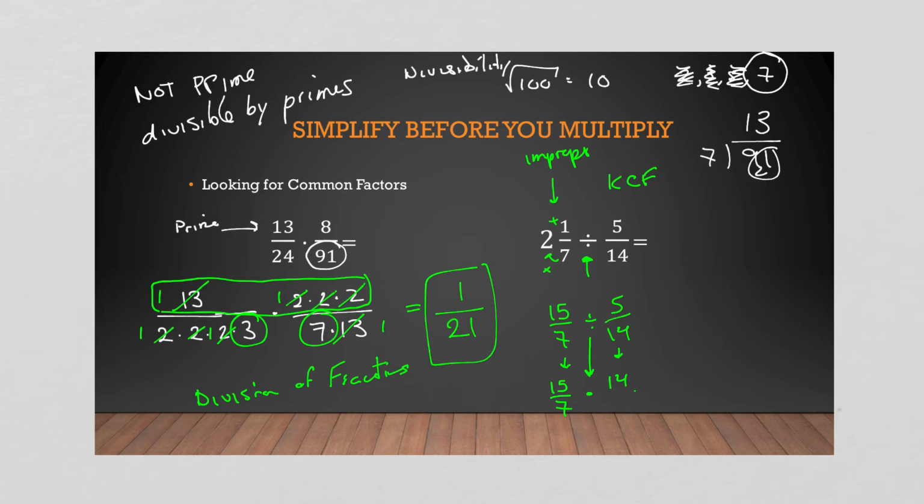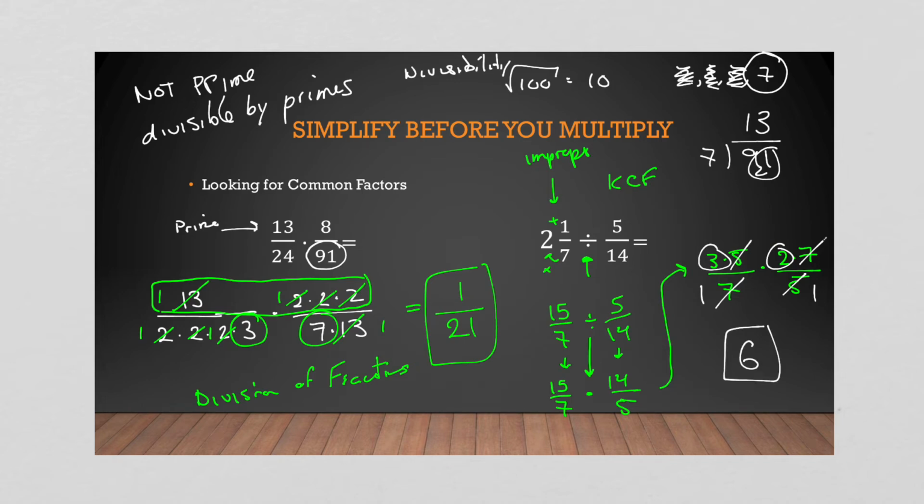That should be 14 over 5, because now we're just back to a multiplication. 15 is 3 times 5, 7 is prime, 14 is 2 times 7, 5 is prime, and I'm just looking for common factors. Well, I have a 5 on the top and a 5 on the bottom, 7 on the top and a 7 on the bottom. And now in this case, I have nothing left on the bottom, so it's just a 1 down there, right? And I have 3 times 2, so the answer is 6.